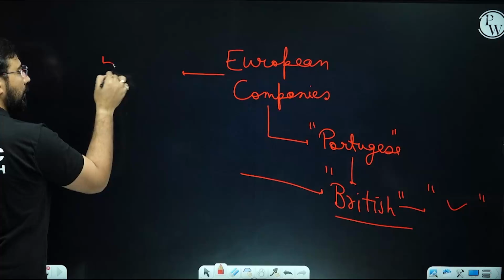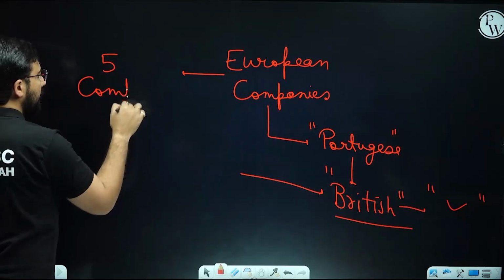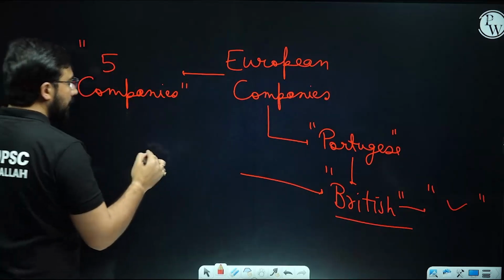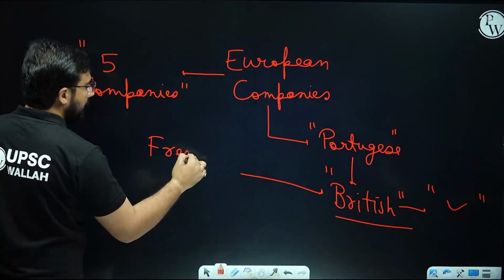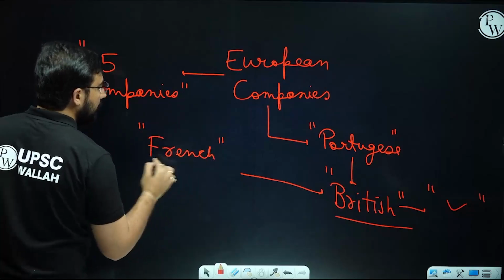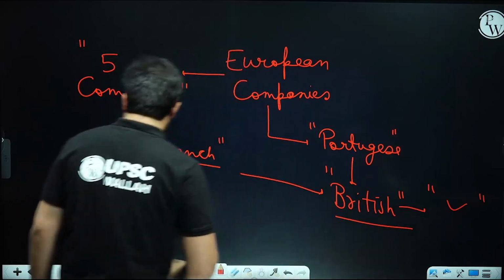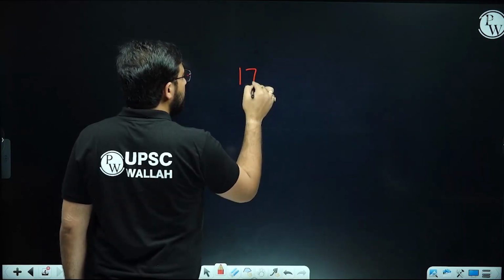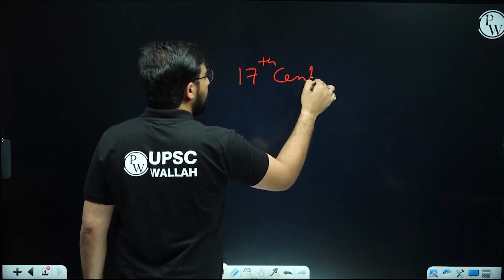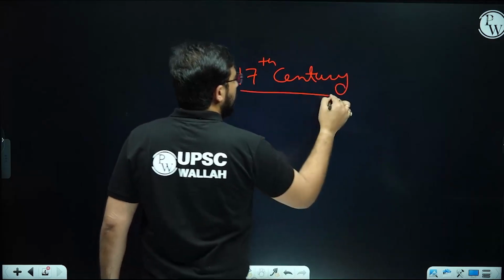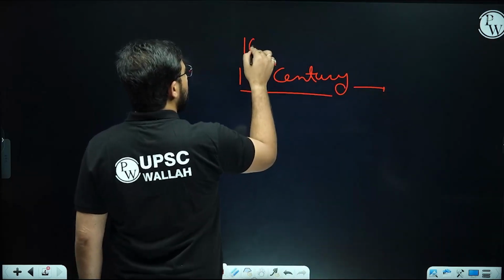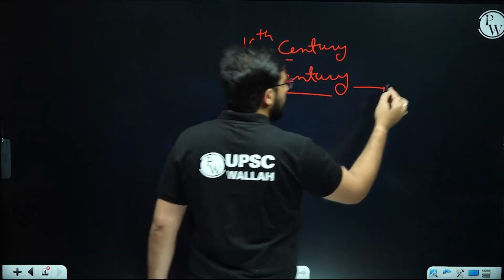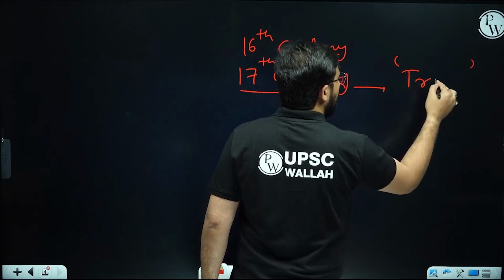We saw the entry of 5 companies in India. The first one to arrive was Portugal. The last one to arrive was the French. During the initial centuries, meaning the 17th century, in fact the 16th also, if we incorporate Portuguese, these companies largely focused on trade.